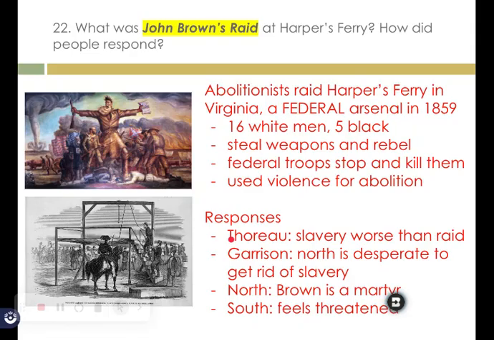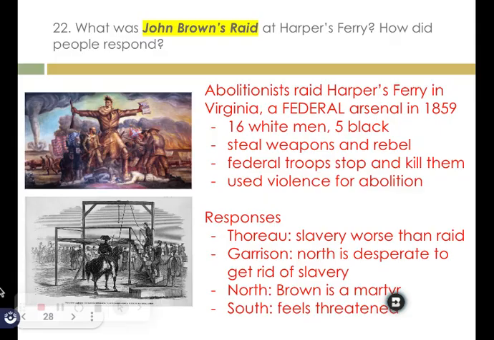After John Brown's raid, Henry David Thoreau stated that yes, the raid is bad and maybe borderline extreme, because who raids a federal arsenal and tries to steal federal weapons? However, he states that slavery is worse than that. It's worse than the raid. You can't even compare the two, because slavery is so much worse.